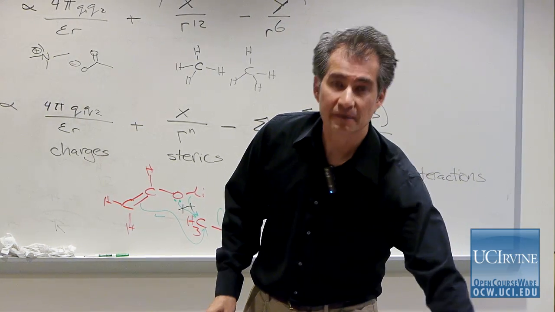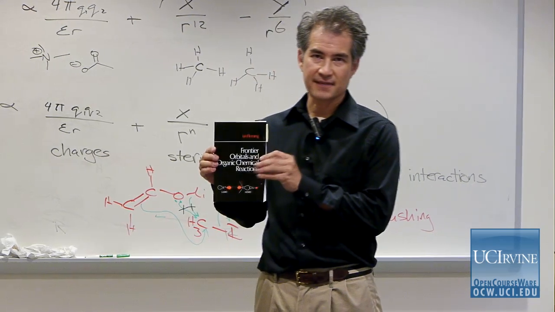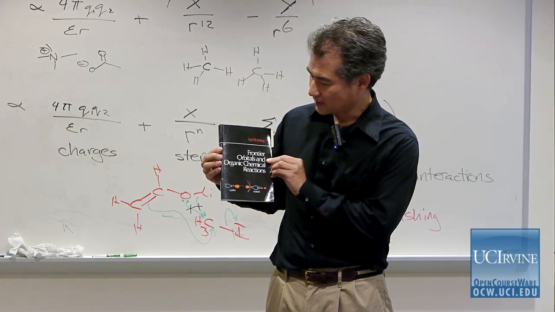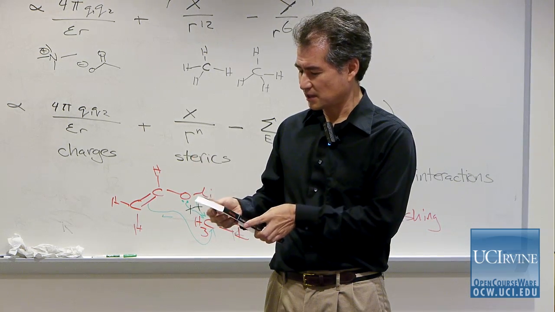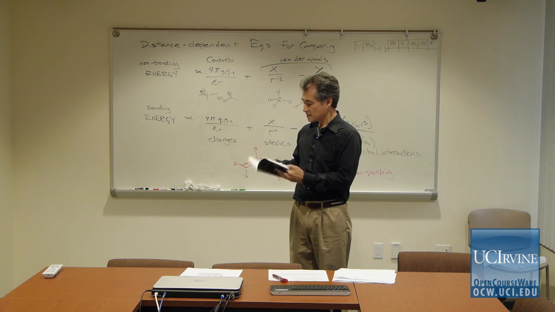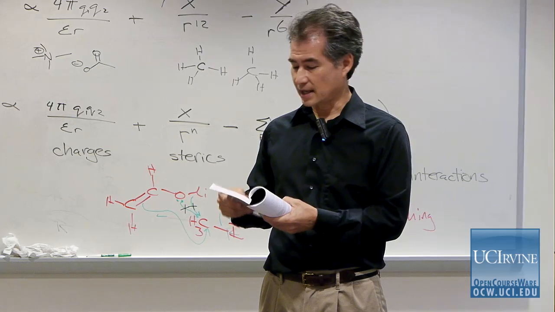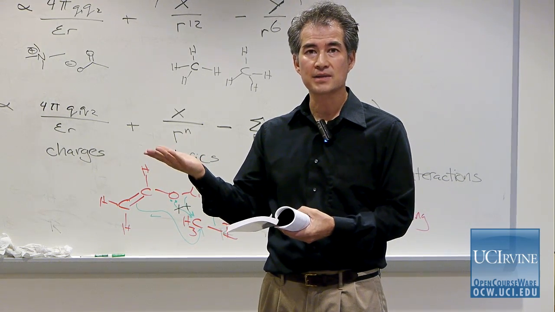I'm going to read a little bit from a book that dates back to the mid-1970s. This is a book by Ian Fleming called Frontier Orbitals and Organic Chemical Reactions. Since then, a new edition has come out with much more information in it, but it's missing some of the art that really drove my generation of organic chemists. There's a section in this book that discusses electrophilic aromatic substitution.